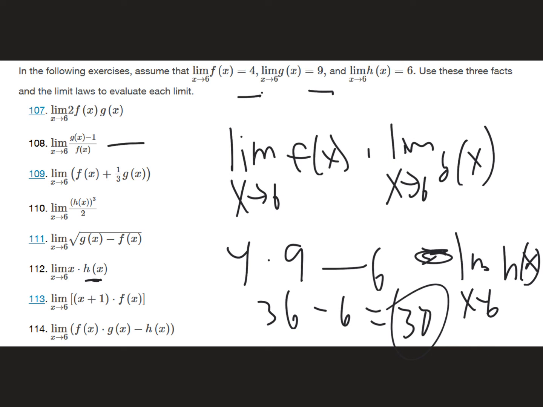Okay, so the rest of them are kind of the same here. Notice there's a radical, so you're going to substitute in, find the limit at 6 for g, find the limit at 6 for f, and then subtract them, and then take the square root if you can. If it's a negative number, we wouldn't be able to do that, so the limit would not exist.